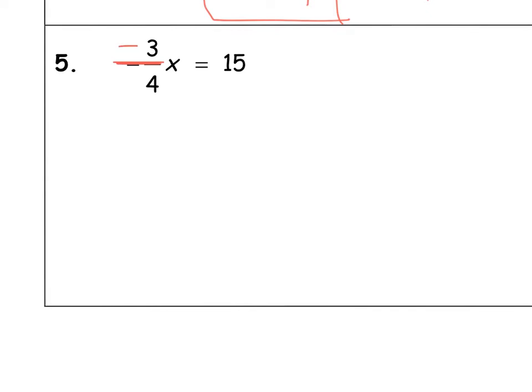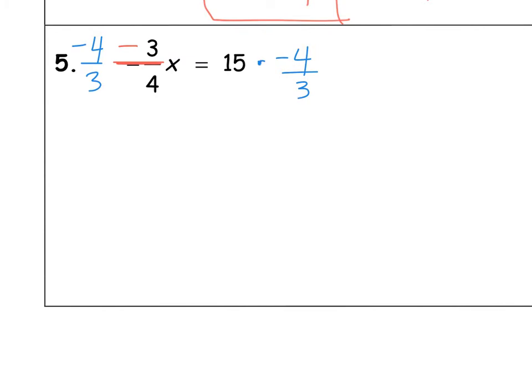So now, how do I cancel this out? I'm going to show you 2 ways, because you might have done it 2 ways in the past. The first way, and the most efficient way, is just by multiplying by the reciprocal. So what's the reciprocal of 3/4? The reciprocal would be 4/3. In this case, though, we have negative 3/4, so it's going to be negative 4/3. So I can multiply both sides by negative 4/3.